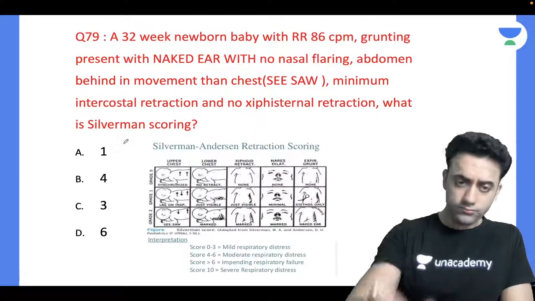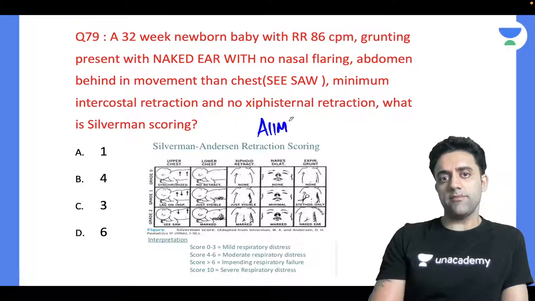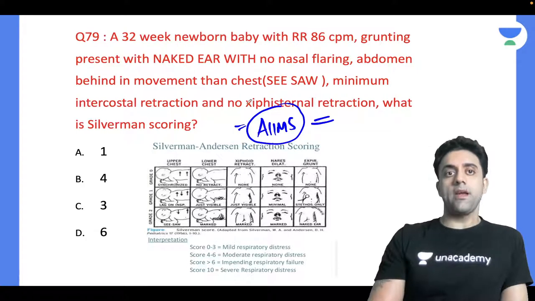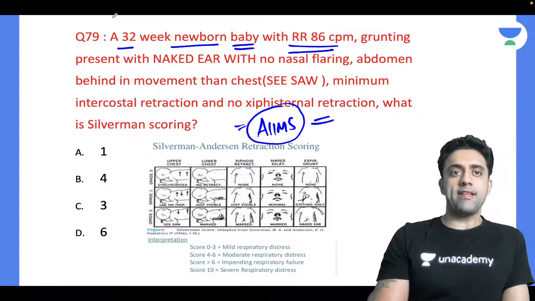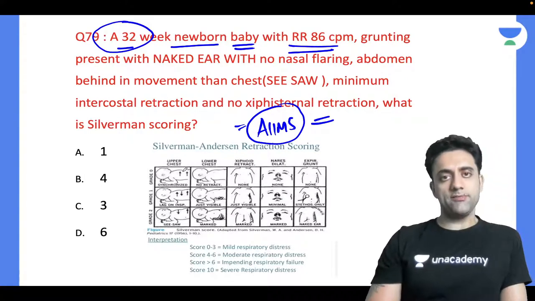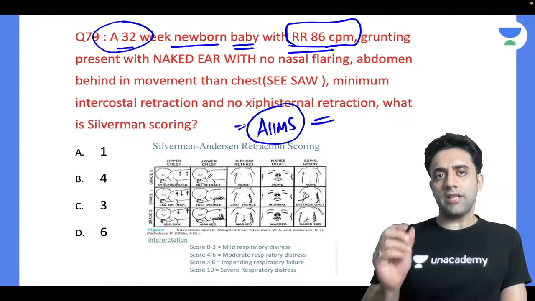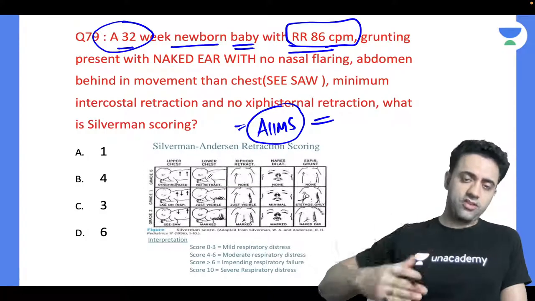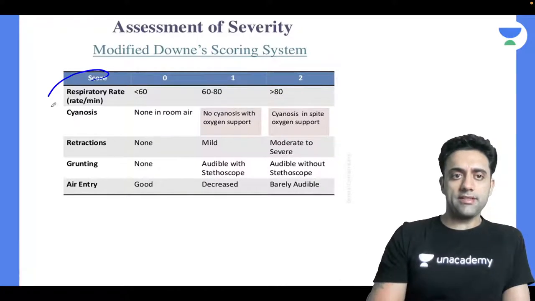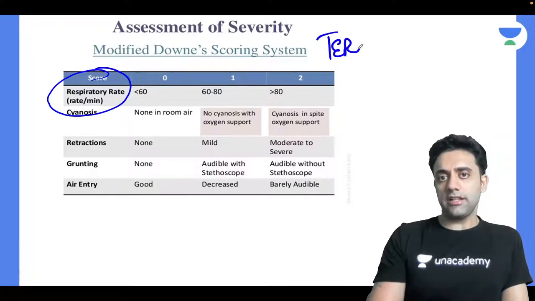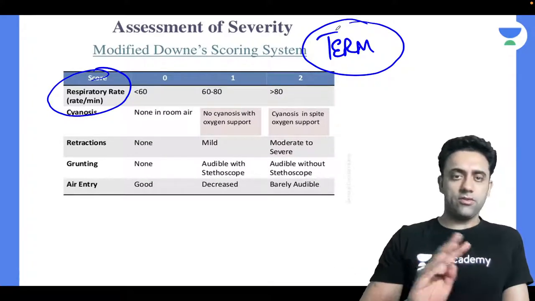That's it. Done. Okay, let's see if you can answer this MCQ. This was the AIIMS video question. A 32-weeker newborn baby with RR 86. It's a preterm, 32-weeker. Less than 37 is preterm, right? Do you count RR in a case of preterm for the assessment of severity of distress? The answer is no. You count the RR basically for the term babies, to assess the severity of distress. For preterms, maybe you don't count the RR.